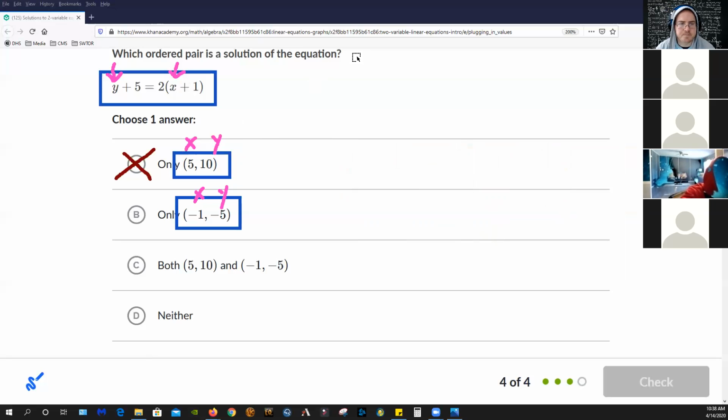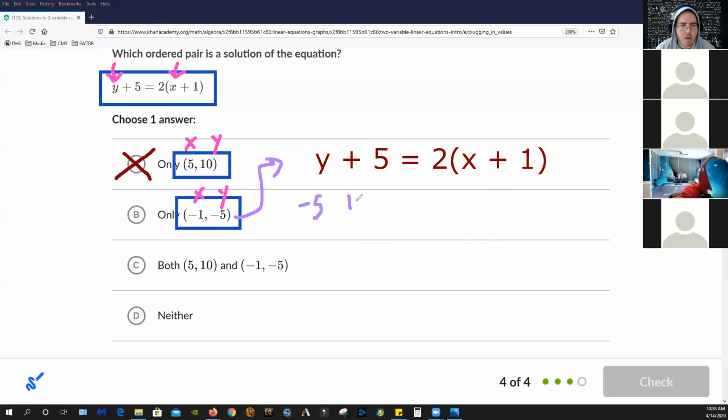We're going to start off the same way. We're going to rewrite the equation: y plus 5 equals 2 parentheses x plus 1. And now let's do a different color. So we're going to try these xy's. So y, which is negative 5, so it'll be negative 5 plus 5 equals 2 parentheses. The x value is negative 1 plus 1. Okay, now we have a little bit of work to do.